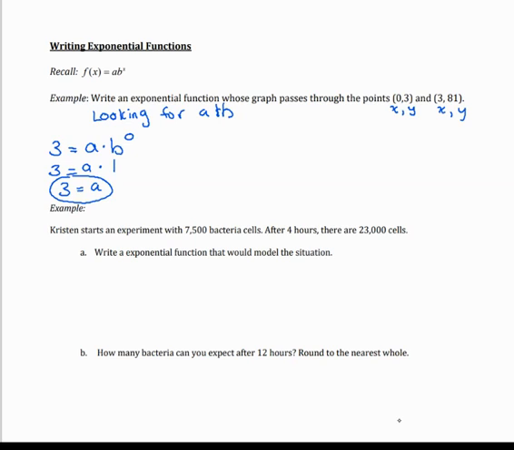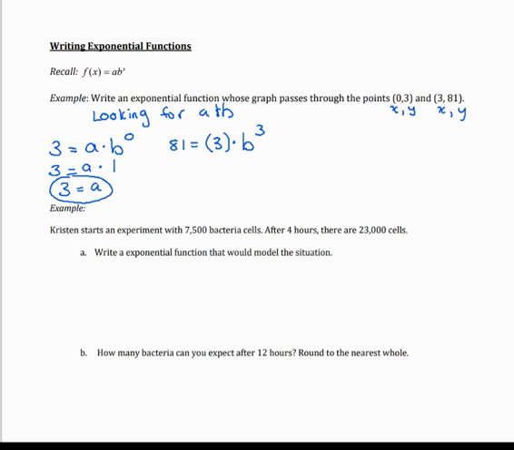So now I'm going to use the second ordered pair for our second equation. So I'll plug in 81 for f of x, or for y. This time around, we know a is 3, so I'll plug in 3 for a. We don't know b, but my x value of that ordered pair is 3. So now I'm going to solve this.